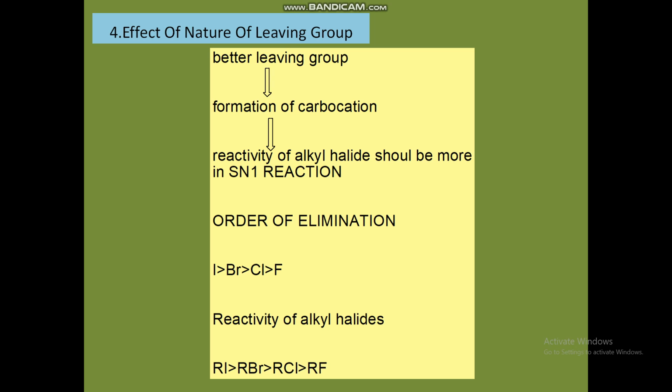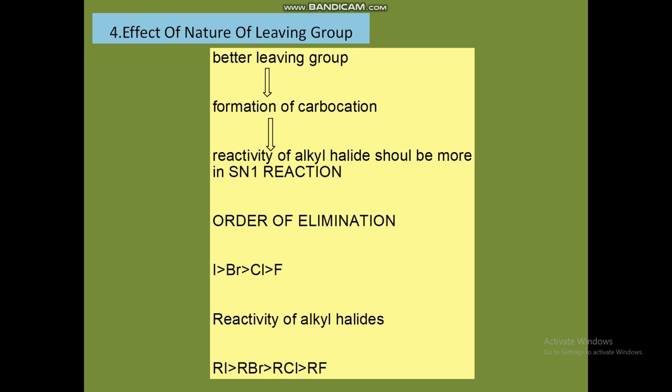Okay. So students, next is the comparison between the SN1 and SN2 reactions. What we have discussed is finished. In the SN1 reaction mechanism, it is first order kinetics. SN2 is second order kinetics. SN1 shows partial racemization and partial inversion. In SN2 there is stereochemical inversion.